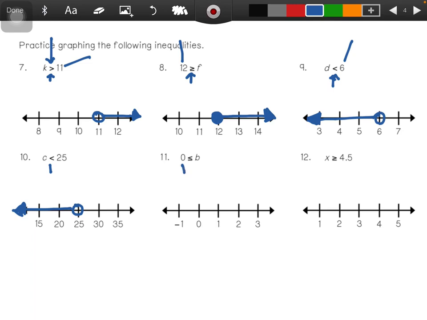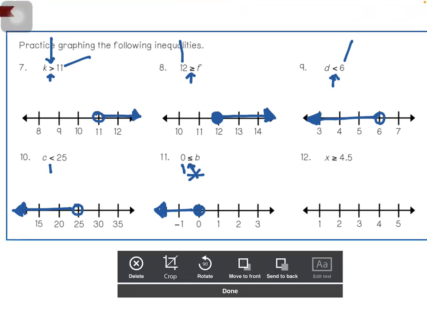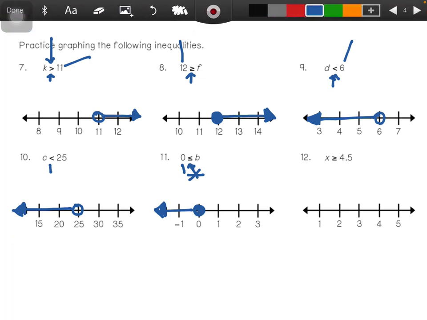11, I start at 0, so I open the line. I have a less than sign, so I'm headed to the left. But look at this, you got to pay attention. You have the equal to sign merged with it, which means my dot must be completely filled in.